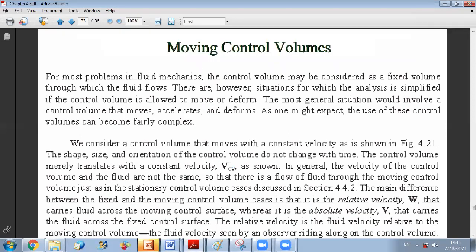Okay, now what about moving control volumes? We have seen together until now that we considered fixed control volumes. Now, what will happen if the control volume is moving? It's not very complex, if you just do some thinking. Okay, look, I'll give you an example to understand.